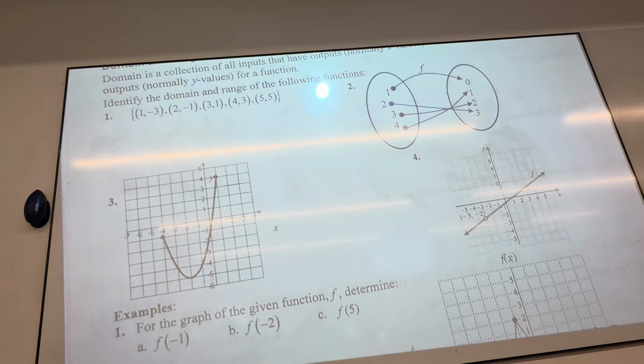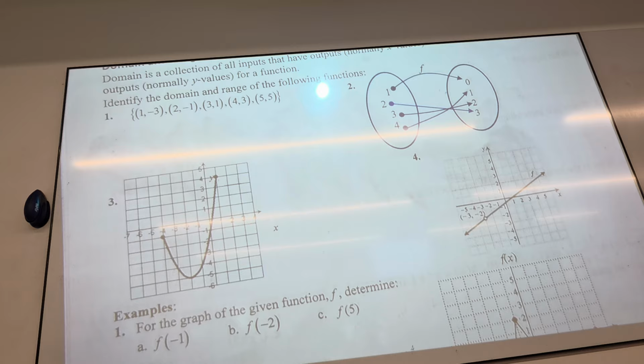For number one, is that a function? I haven't given it to you in this form before, but for an input of 1, what's the output? -3. So they're given to you in x, y points. Does any input have more than one output? No. So that is a function.